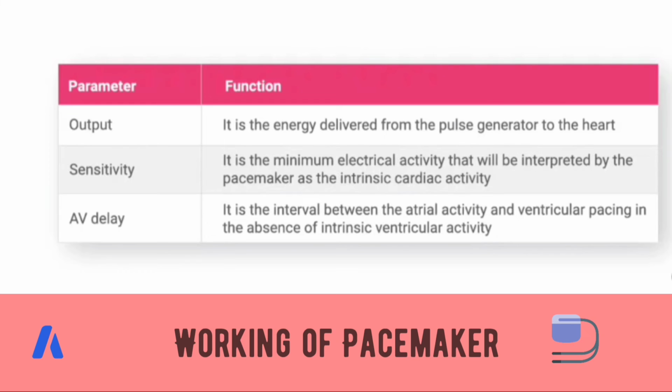Sensitivity is the minimum electrical activity that will be interpreted by the pacemaker as intrinsic cardiac activity. AV delay is the interval between the atrial activity and ventricular pacing in the absence of intrinsic ventricular activity. Let us now understand how to analyze the pacemaker function on ECG.